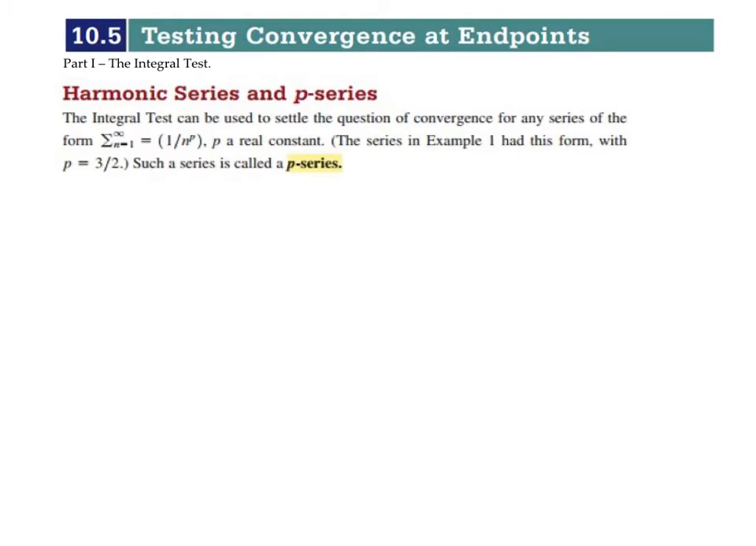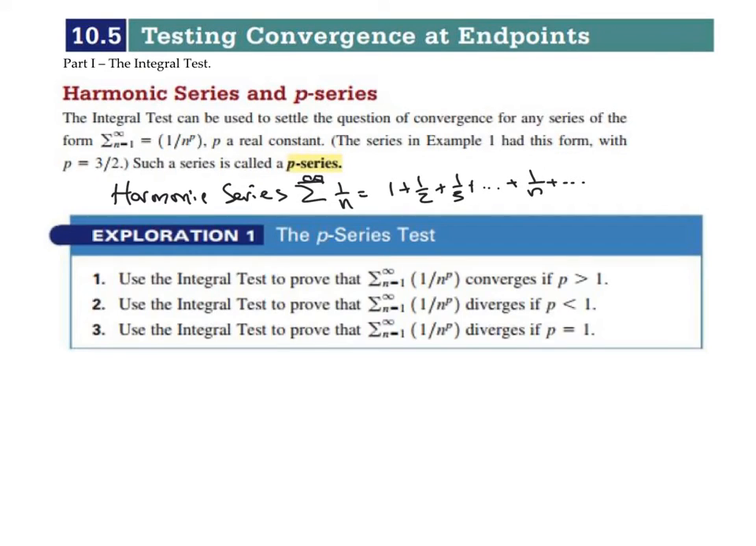Remember, the harmonic series is simply the p series where p is 1, so it's 1 over n. The harmonic series was, of course, the following. We'll talk more about the harmonic series in just a moment, but first, that chart I promised. It's interesting to say use the integral test to prove these because they're all immediate consequences of the earlier p tests that we developed back in chapter 9.